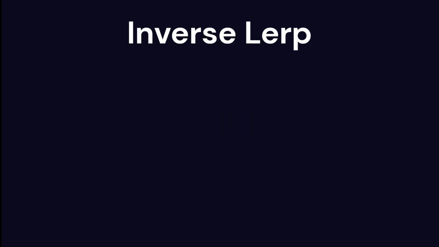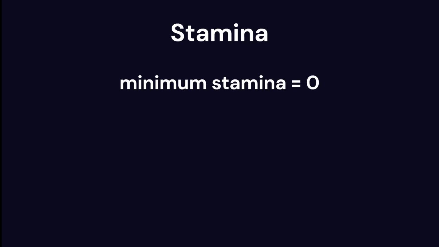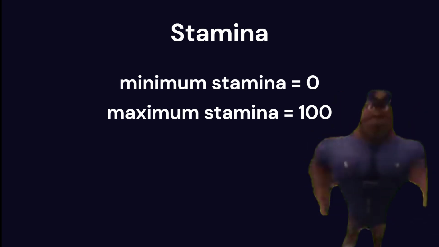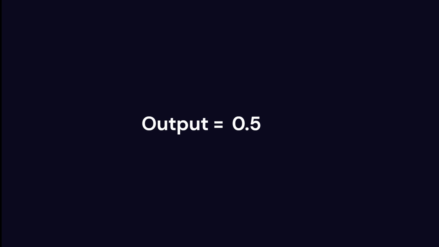Which is also really useful, and I use it all the time. InverseLerp essentially just determines where a value lies between 2 points and gives you back a 0 to 1 value based on where it lies. So in our case, say we're focusing on something like stamina. We have a minimum stamina, which will be 0, and a maximum stamina, which will be 100. Say we have been sprinting for a little bit and our stamina has reached 50. If we do an inverse lerp, our output will be 0.5.